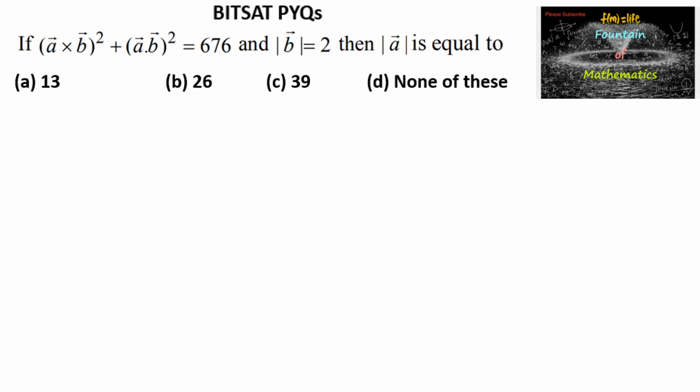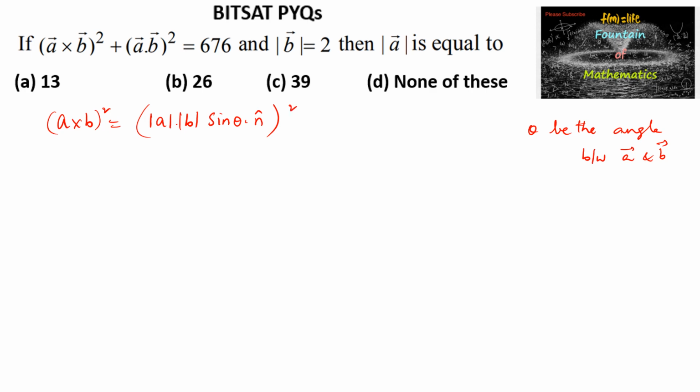Given that |A × B|² + (A · B)² is equal to 676 and |B| is equal to 2. |A × B|² can be taken as |A||B| sin θ n̂ whole square, where θ is the angle between vectors A and B. So we can write sin θ into the unit vector whole square, which is |A|²|B|² sin²θ into |n̂|². |n̂|² is 1, since n̂ is a unit vector and hence we can consider its magnitude to be 1.